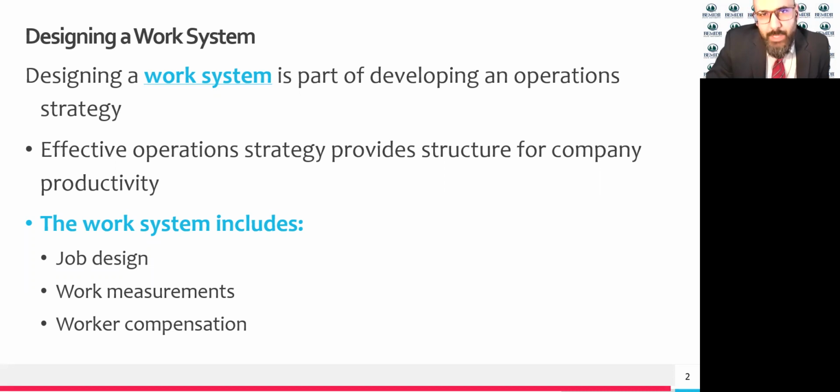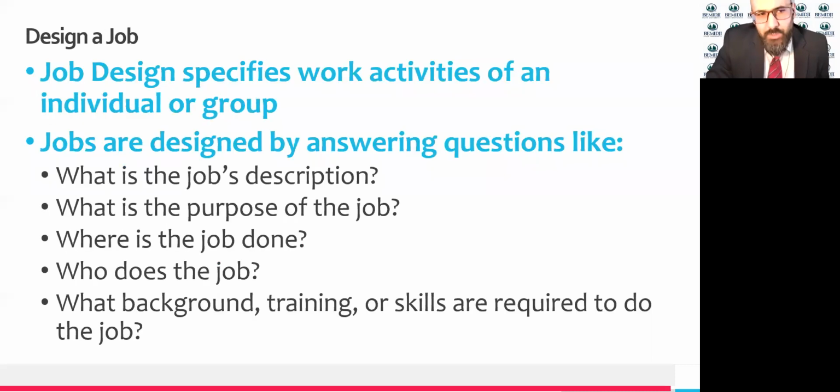And when we have the right people, we need to make sure that they know how to do the job in the right way. So when we design a work system, we look into three elements: job design, work measurement, and work compensation. These are the three things that we need to talk about today in this video. The first one I'm going to start with is designing a job.